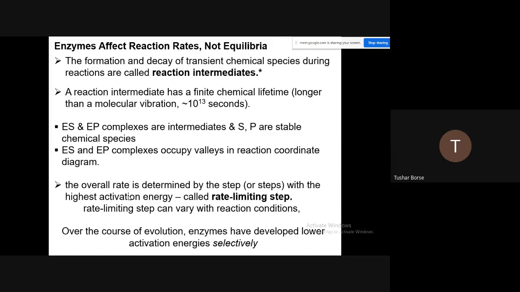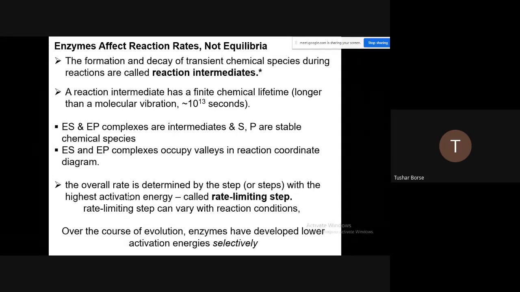But the moment the ES complex is formed, there are two fates for this ES complex. What are those two fates? Either it may go in the forward direction, where it will be converted into enzyme and the product, or it may go back in the backward direction, where it will again be converted into the enzyme and the substrate. So the ES has these two fates.